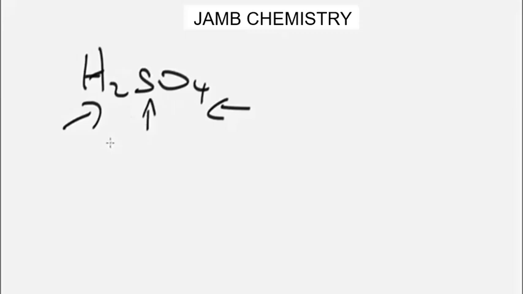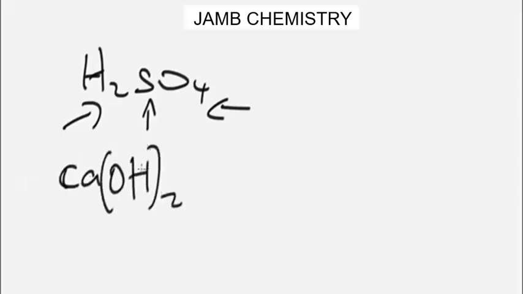Now note that there might be brackets in the formula. Example, we have calcium hydroxide. The little number outside the bracket applies to everything inside the bracket. So it applies to all the elements inside this bracket. For instance, we have one atom of calcium here, two atoms of oxygen inside the bracket, and we also have two atoms of hydrogen inside the brackets.